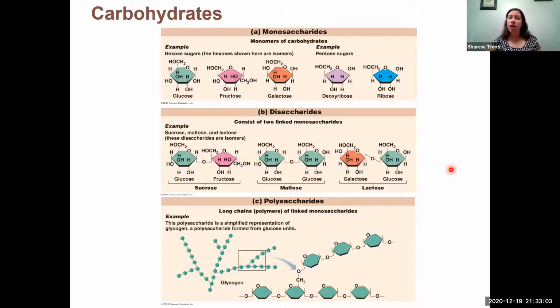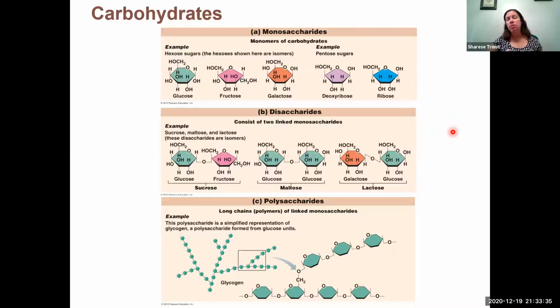The monomer for a carbohydrate is a monosaccharide. Some examples of monosaccharides include glucose, fructose, galactose, etc. These are always going to be in a cyclical shape, or a ring shape. All of these angles here are carbons. Okay, so there's a carbon ring here.